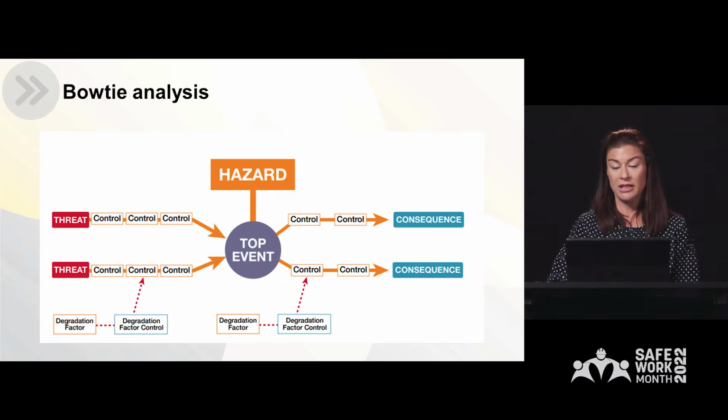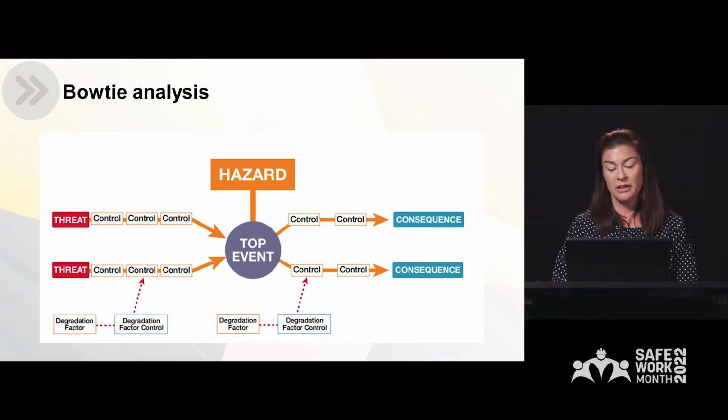Sometimes controls on the left-hand side are referred to as control measures, while those on the right-hand side are referred to as recovery measures. Controls can be technical, that is engineered, or organisational systems or related to human performance, such as training and competency.